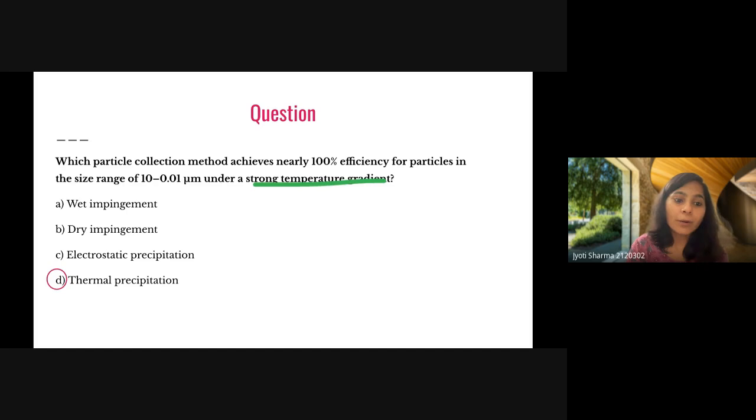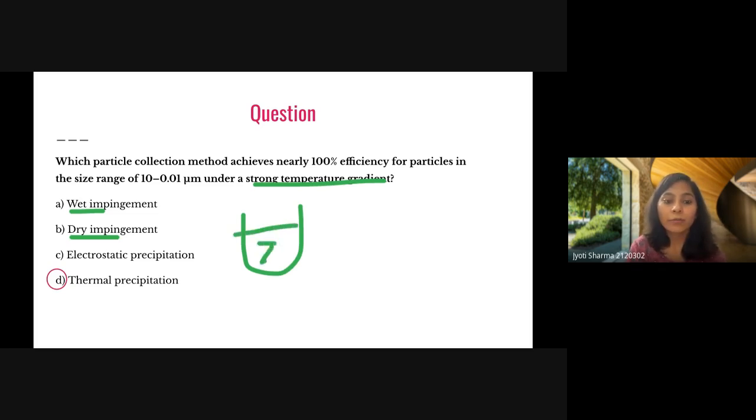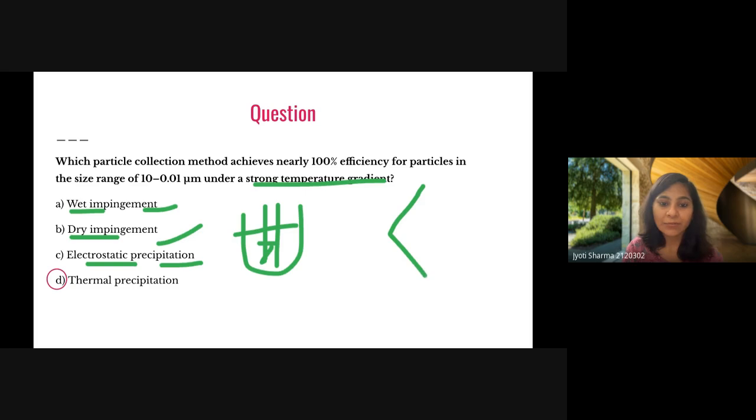If we are talking about the wet impingement or dry impingement, it is nothing but again we have liquid or we have solid into which we are absorbing this particulate matter. So this will be the wet impingement or dry impingement. Electrostatic precipitation, you have heard about this, something like this one.